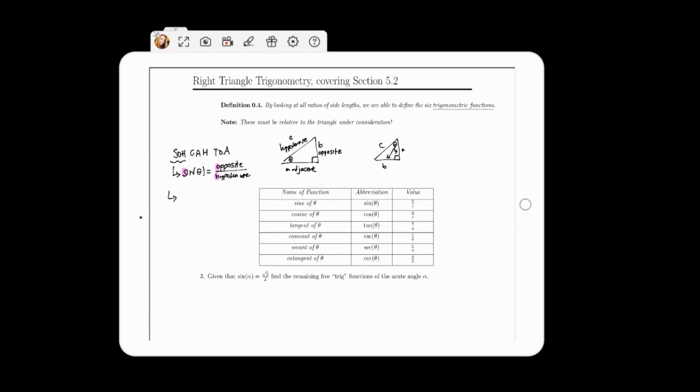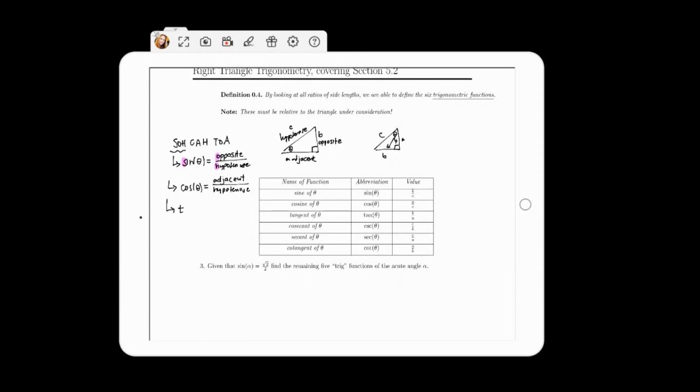Okay. The CAH part is that the cosine is the adjacent side over the hypotenuse. And lastly, the TOA is that the tangent of theta is the opposite over the adjacent. So these are functions, but these are also just the names of the ratios. So that's how you can remember them. It's by SOHCAHTOA. You'll see that there's 3 ratios from SOHCAHTOA, and then there's 3 more ratios in the table.